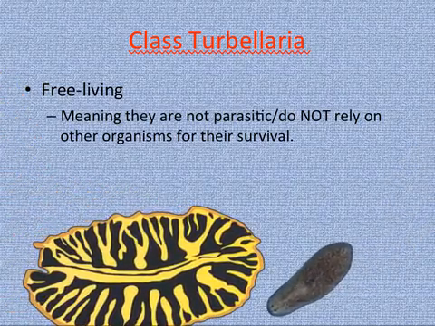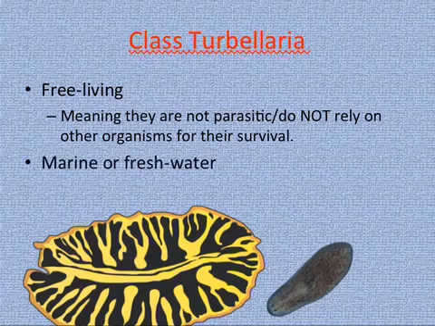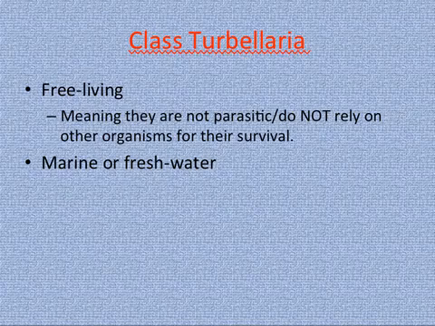Here are some flatworms swimming. They are marine or freshwater. The yellow and black one is a marine flatworm, and the more drab-looking one on the right is a freshwater flatworm. They are bottom dwellers, meaning they live on the bottom of the ocean or whatever freshwater body they're in.